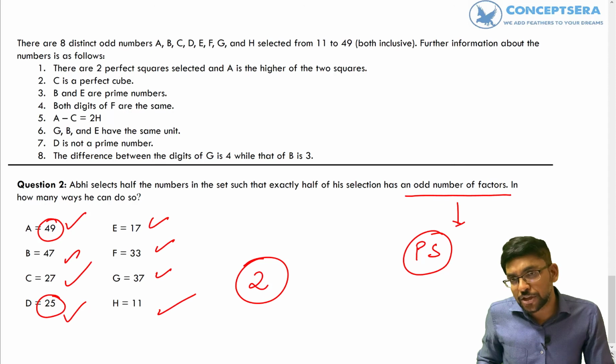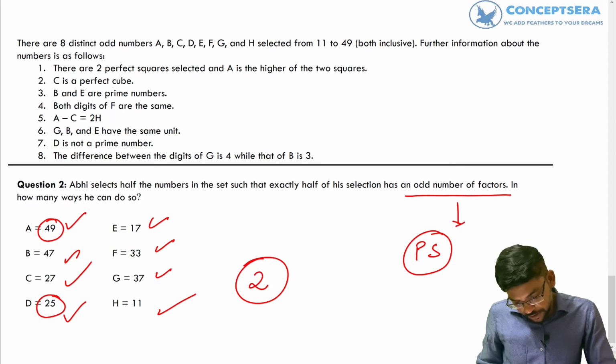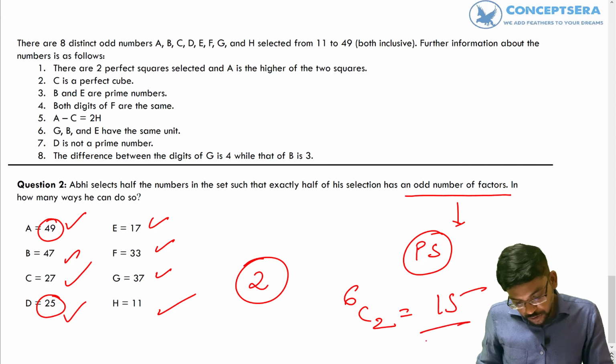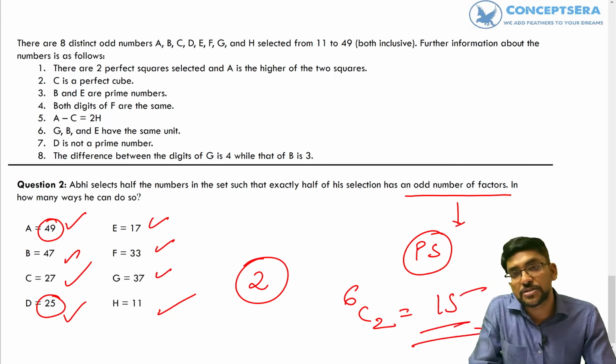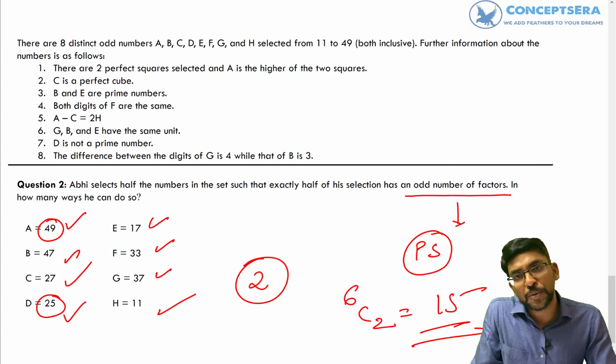How many ways we can choose 2 numbers out of 6 numbers? We can choose in 6C2 ways, which comes out to be 15. So right answer for the second question is 15. I hope that you understood this particular question.